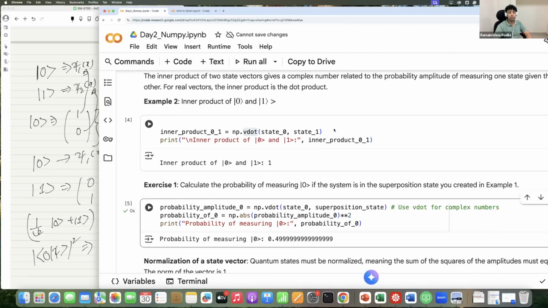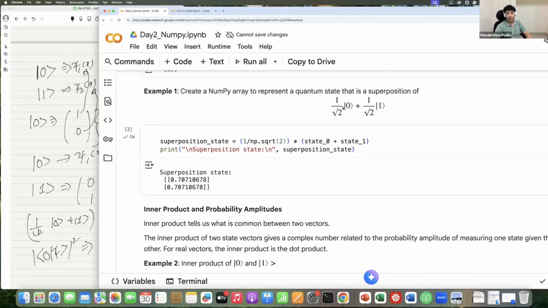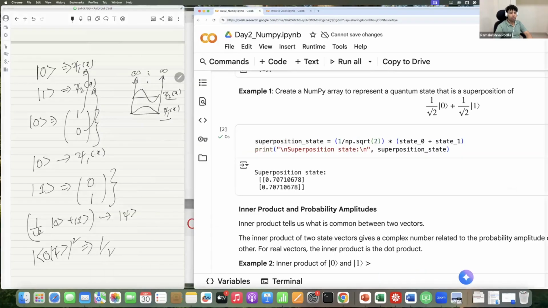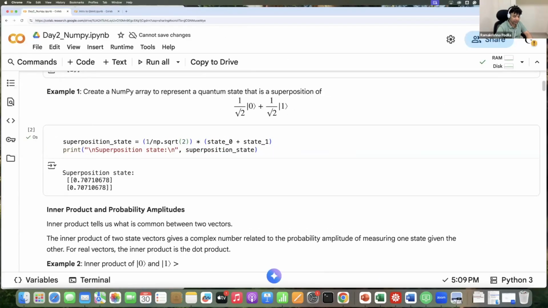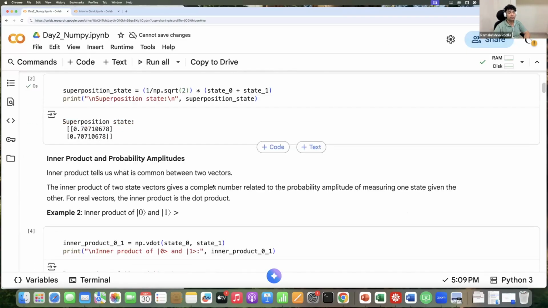So here when we did the superposition, I already entered 1 over square root 2 because I wanted it to be normalized. But in general, we may not begin with a state that is normalized. So then how do we normalize a state that is not normalized?